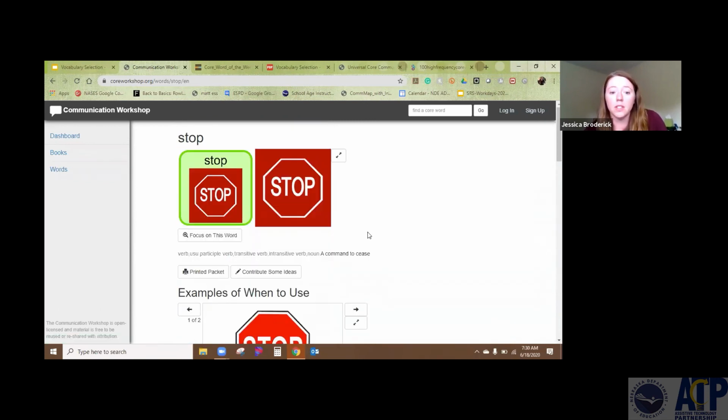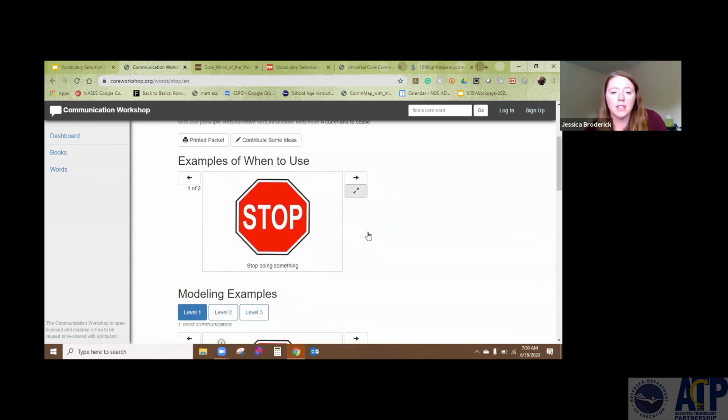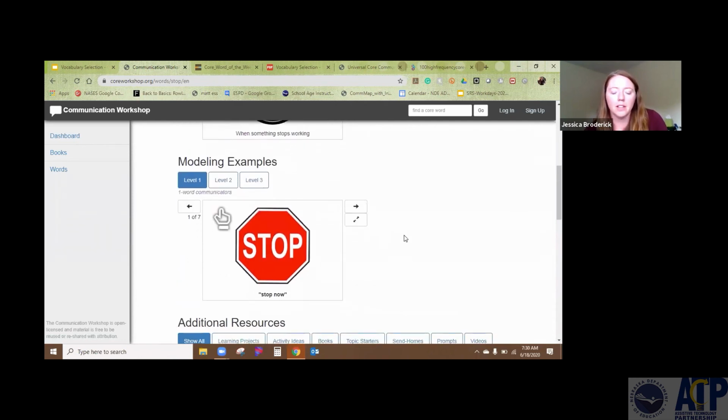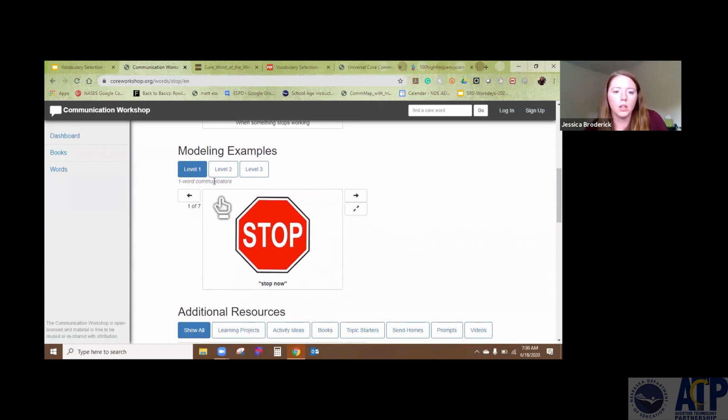And it shows some different symbols that might be used on a device for stop. Examples of when to use, you can stop doing something or when something stops working. Modeling examples, which again, we'll talk about modeling in another webinar. But if you have a one-word communicator, you might model something like stop now, you stop it, not stop, it stop. So if they're using one word, you're modeling two.